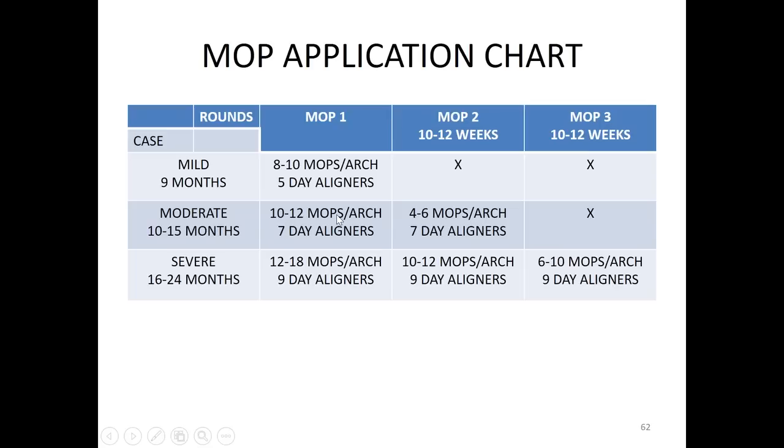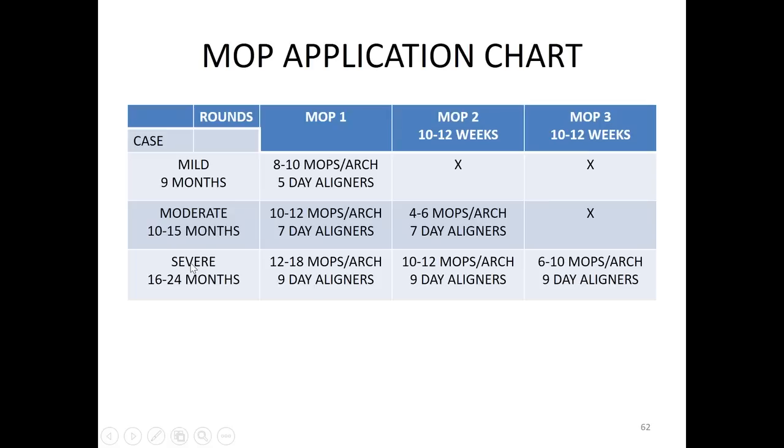So a moderate case that's going to take me 10 to 15 months traditionally, I would do 10 to 12 micro-osteoperforations per arch and have the patient wear their aligners at 1-week intervals. But at 10 to 12 weeks into treatment, I would want to deliver a second round. And I would cut that in half. If I did 10 to 12, I'd probably do 4 to 6 micro-osteoperforations per arch. But we would continue with 7-day aligner changes. So that 10 to 15-month case could be treated in half the time.